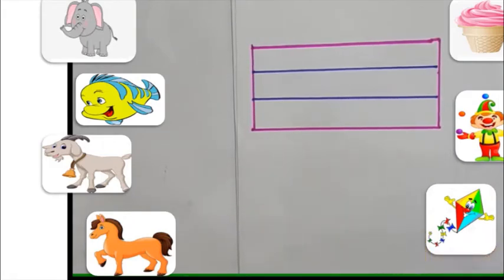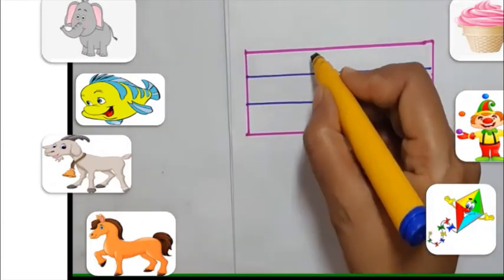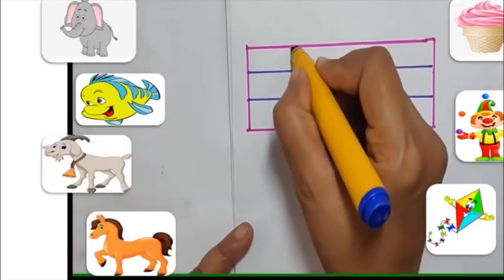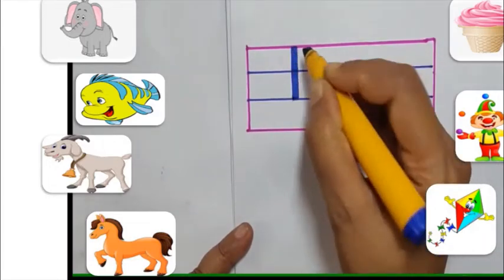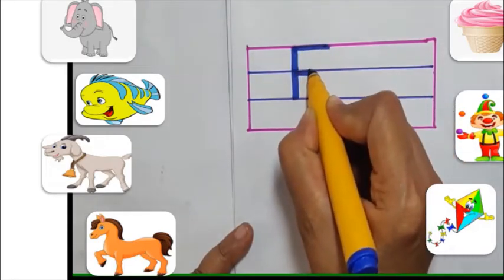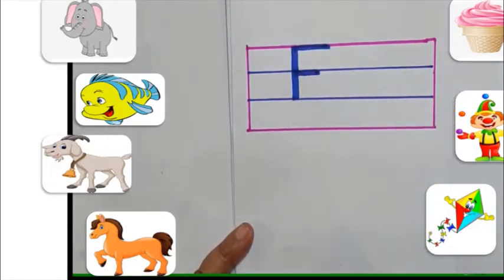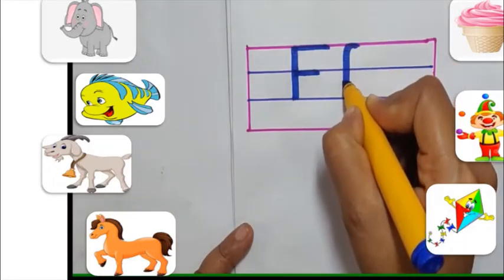So the next letter is F. Correct. F. Let us start. Start from the top. First line. Standing line. Sleeping line. Sleeping line. That is F. That is capital F. Now small f.